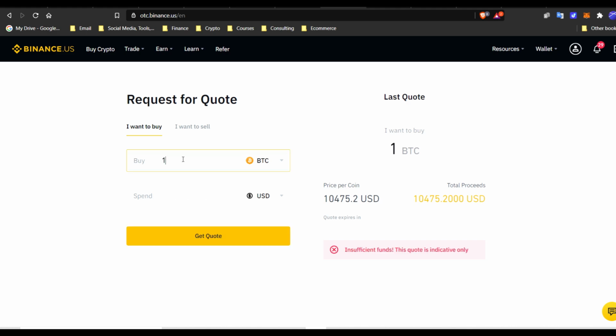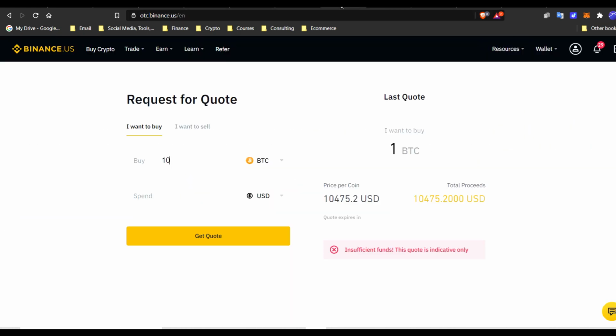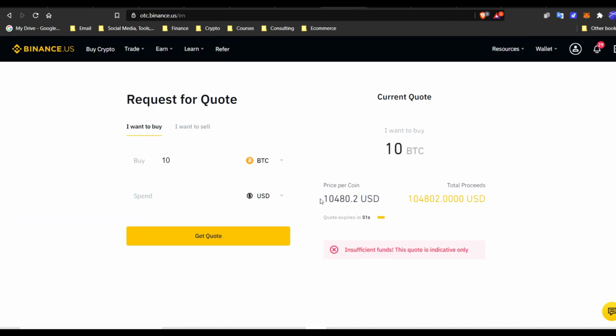Same concept. Let's do 10 BTC and get a quote, and let's just see what they offer me. So remember, we go to TradingView and see the real-life price. That's a good deal in my book. Get quote for 10. And notice I still won't have sufficient funds, but I'm just curious what it would offer me. 10,480. Notice in bulk it does get a bit better, less. It really just depends on the market liquidity. In my mind, that's a good deal. So I would accept that right away.